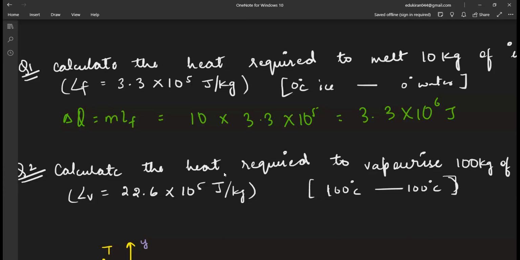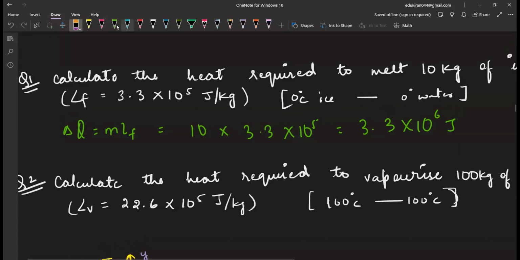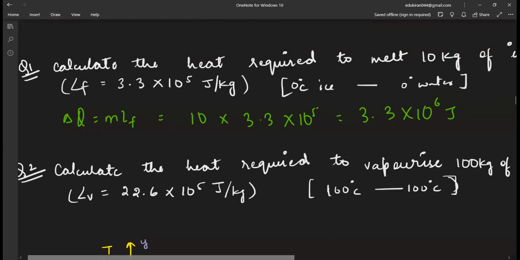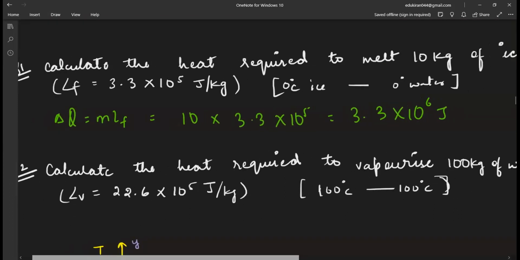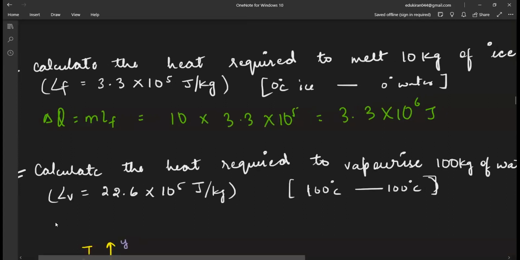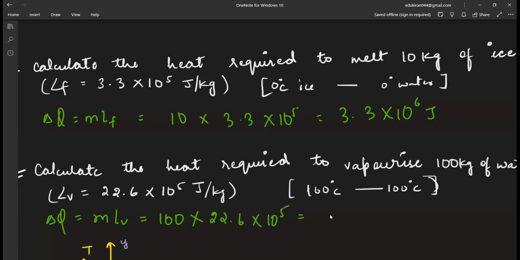Likewise, you have the question, calculate the heat required to vaporize 100 kg of water. Again, the same thing: delta Q is equal to M into LV. Mass is 100 kg. Latent heat of vaporization is 22.6 into 10 to the power 5. So the answer is 22.6 into 10 to the power 7, like this.